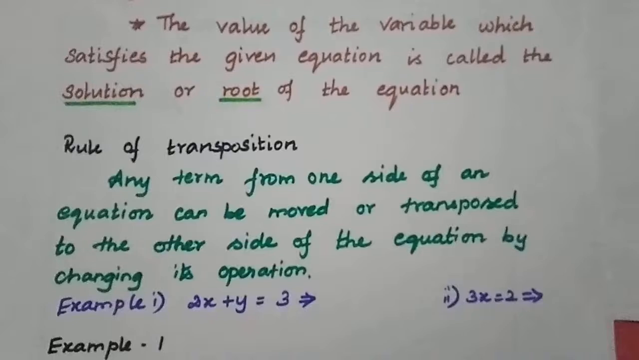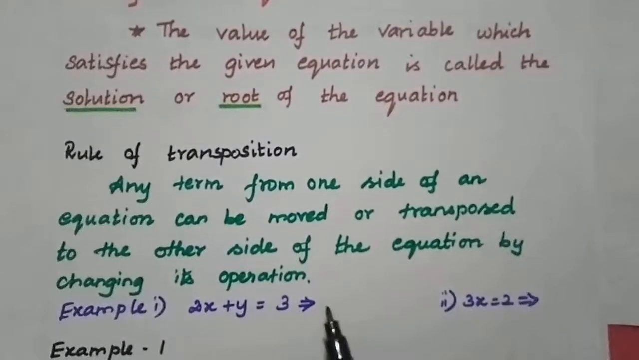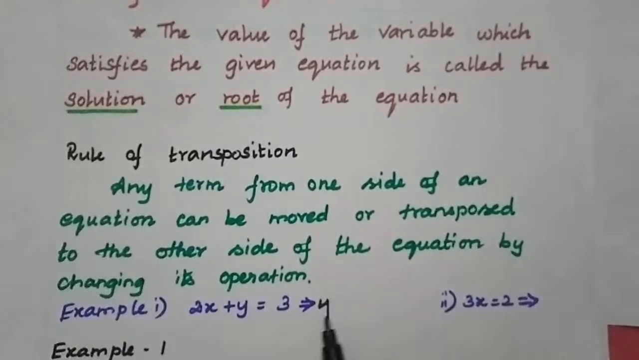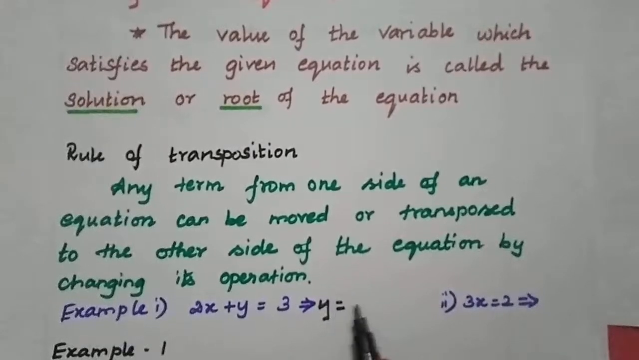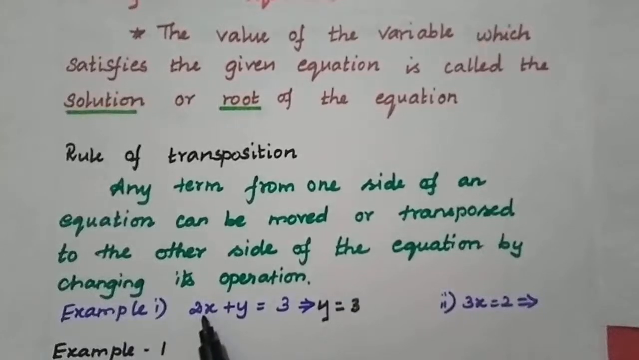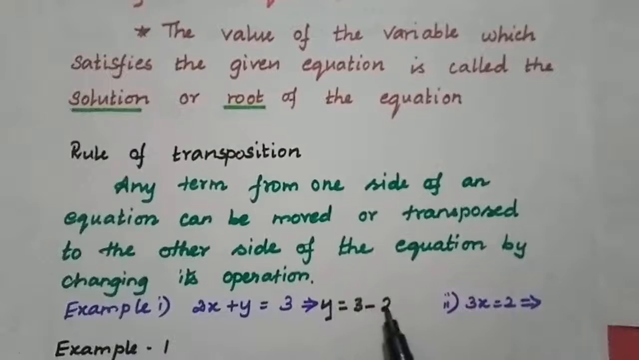The first one, 2x plus y is equal to 3. Now we are shifting the variable 2x to the right hand side of the equation. So y is equal to 3. This is plus 2x. When it comes to the other side, it becomes minus 2x.